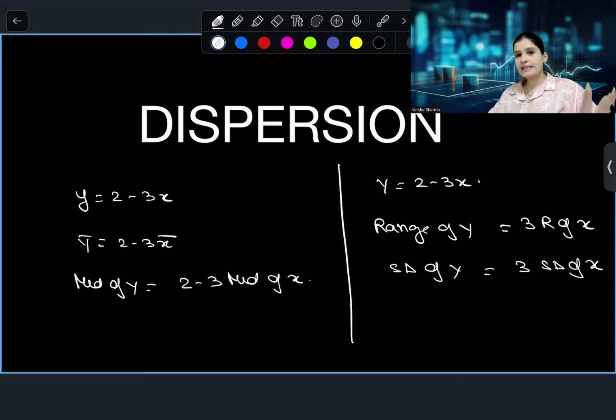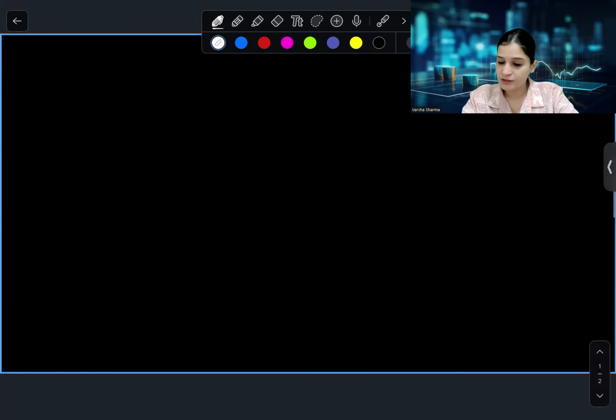So in central tendency, plus, minus, into, divide, everything matters. In case of dispersion, anything that you add or subtract doesn't matter. If you multiply or divide, only that is considered. Clear? Online clear? Yes, ma'am.